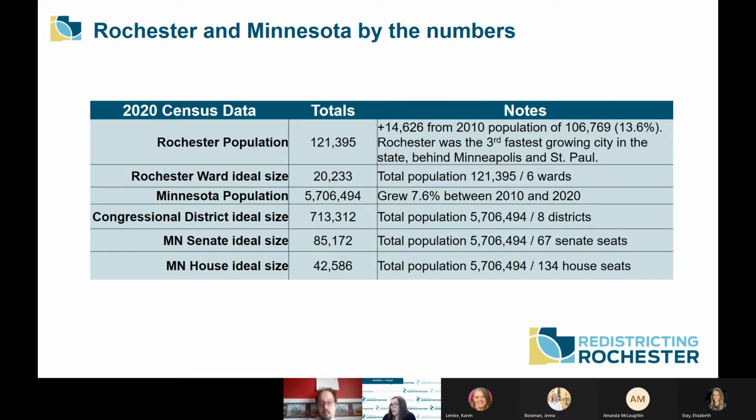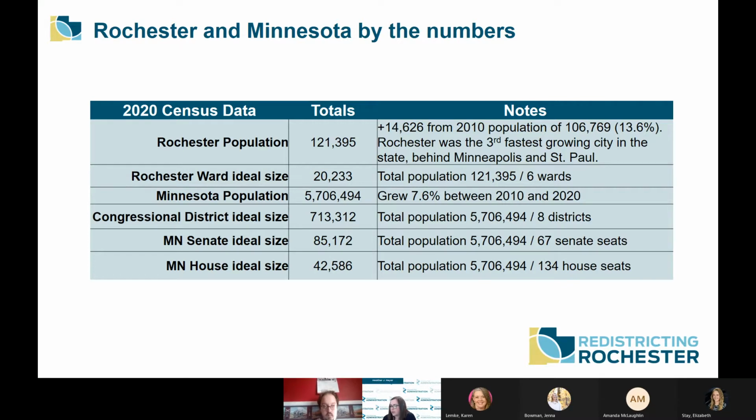121,395. Going down on this table here, you can see if we split Rochester equally, divide by 6 and round up slightly, that means our ideal ward size will be 20,233. And then I just have a couple other notes here too, for comparison's sake.